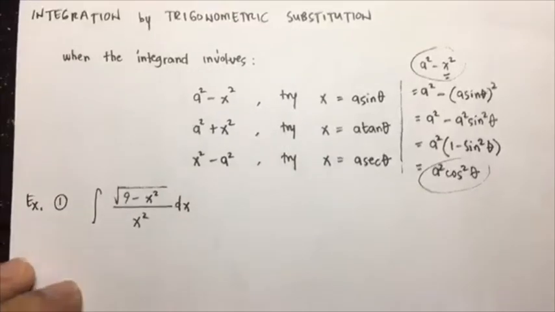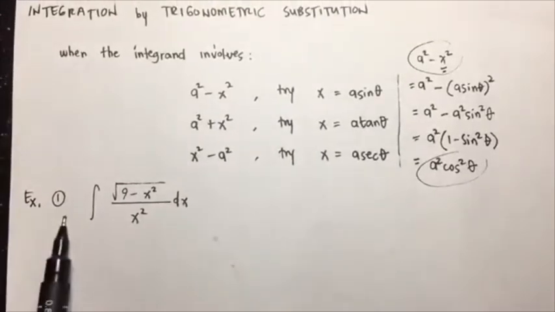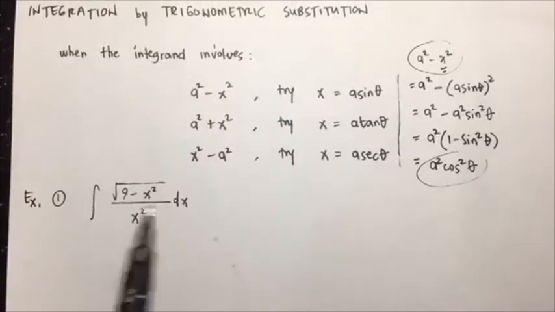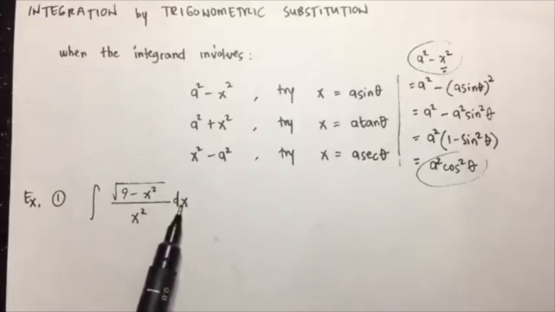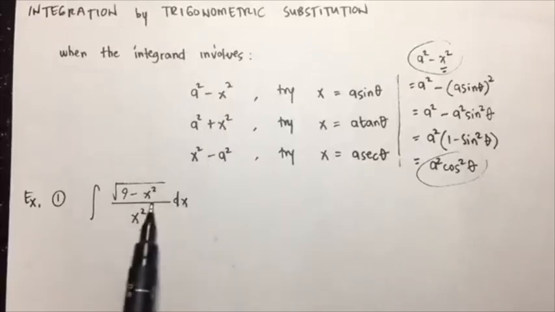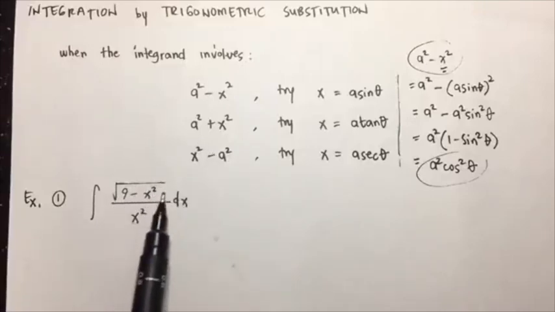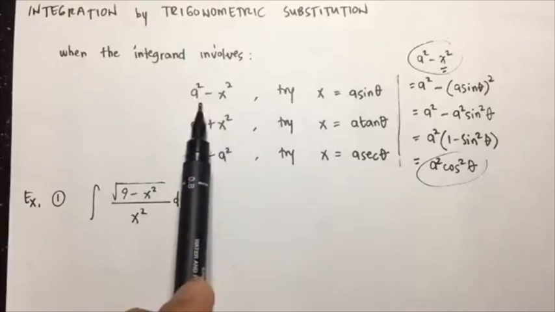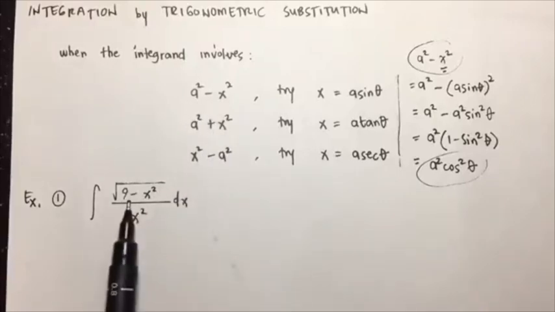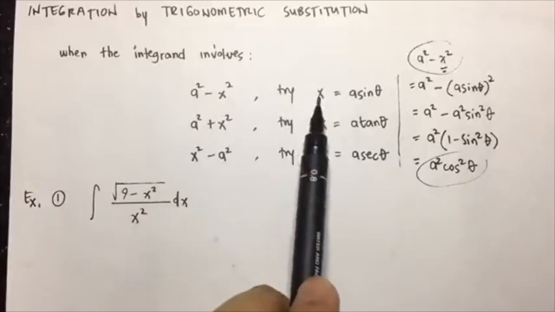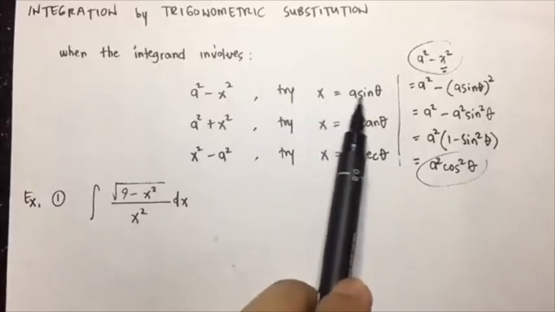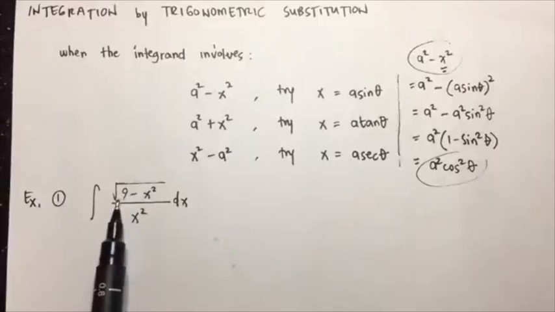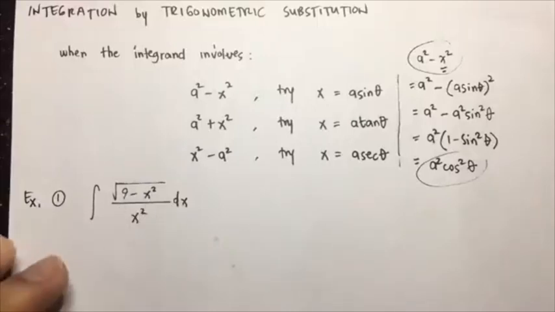Say for example, we have the integral of the square root of 9 minus x squared all over x squared dx. We have here this part, 9 minus x squared, which is in the form of a squared minus x squared. So for this, we will try to substitute x with a sine theta. Our a squared here is 9, therefore our a is 3.